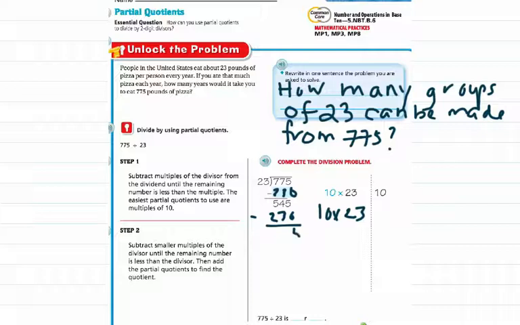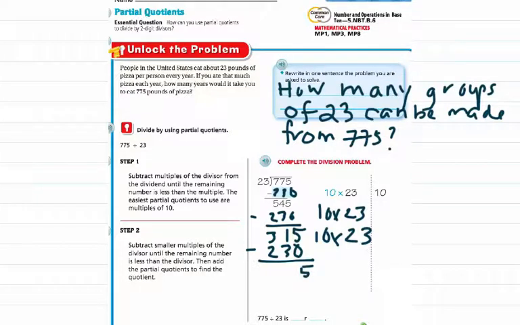5 minus 0 is 5. 4 minus 3 is 1. 5 minus 3 is 2. We now have 315. Again, we check. Is that greater than 23? Yes. So we can now use again another multiple of 23. 23 times 10 is 230. Again, we subtract. 5 minus 0 is 5.